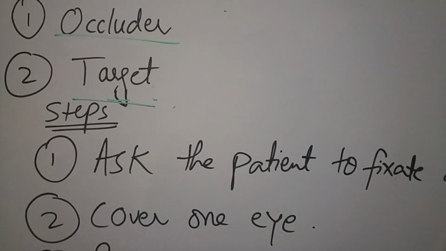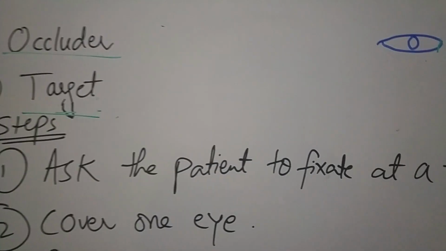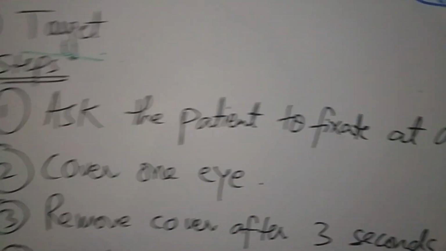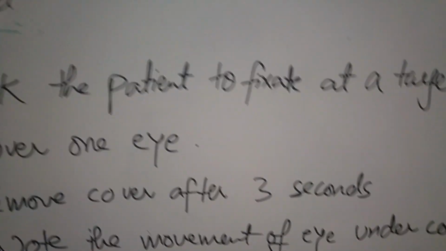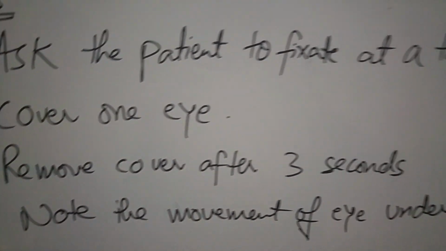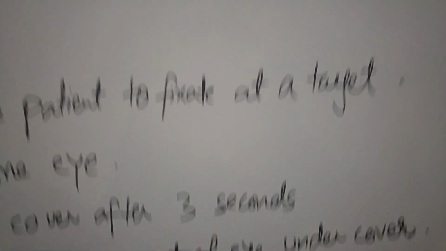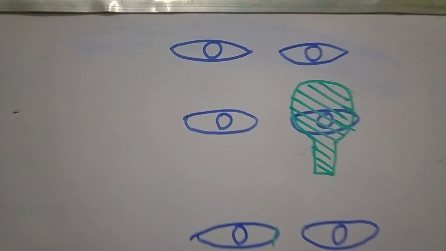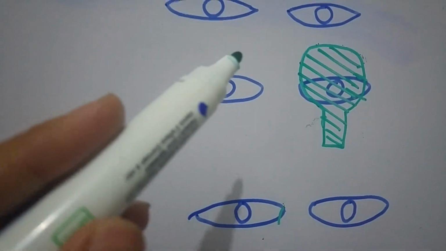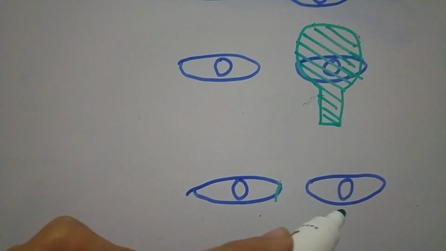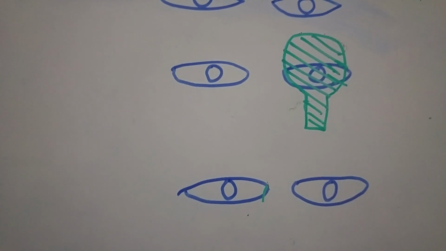Steps of this test are as follows. First of all, ask the patient to fixate at a target. Then cover one eye, remove the cover after 3 seconds, and then note the movement of the eye under the cover. Let's take this example. If you cover the left eye of the patient, then you have to observe the movement of the left eye after removing the cover.